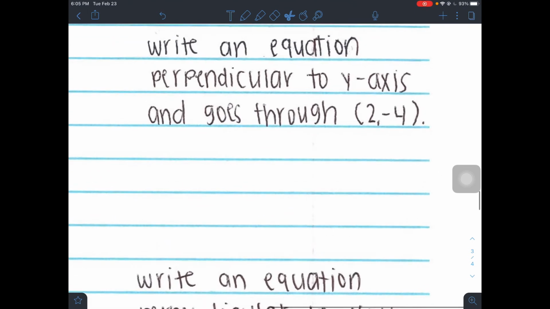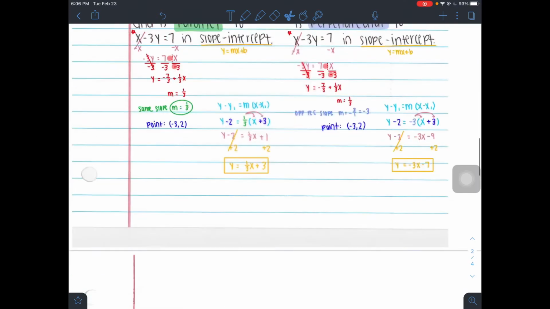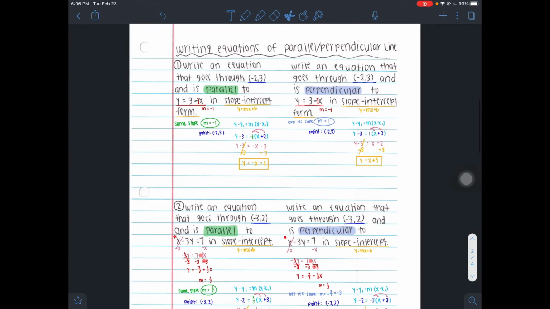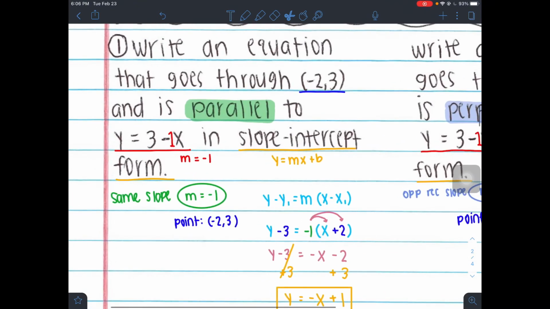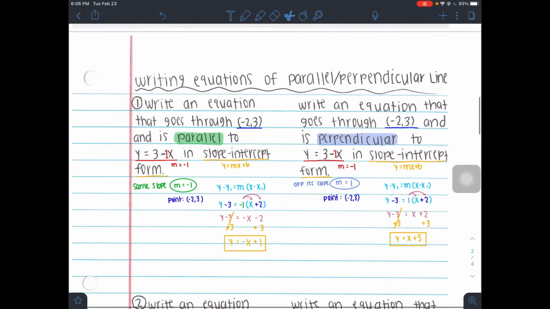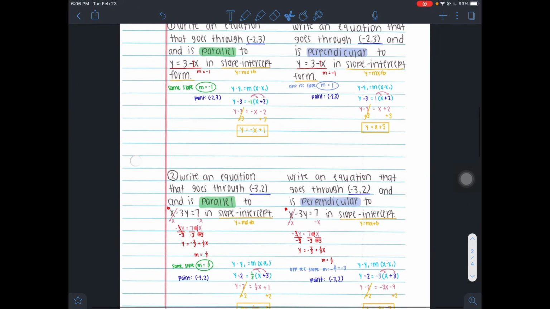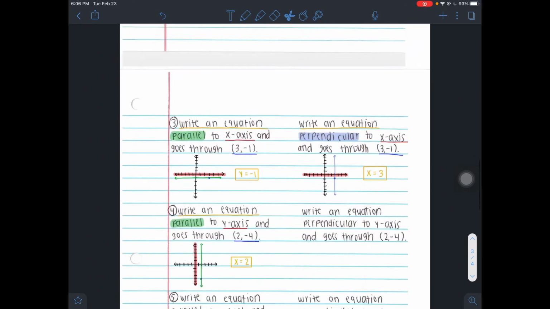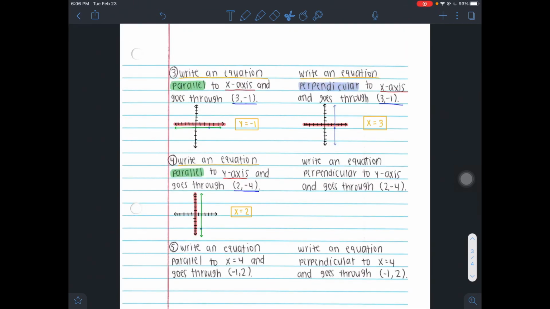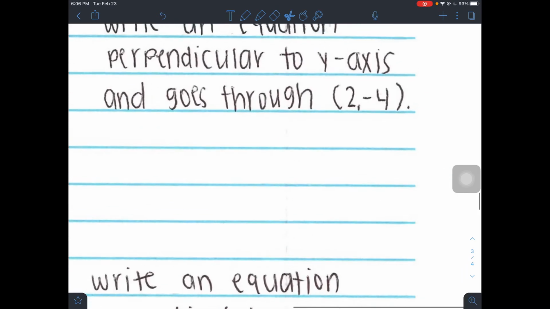All right, write an equation perpendicular to the y-axis and go through (2, -4). Again, this is not a normal problem. And we're like, what do you mean by normal problem? These last 4 are normal problems because you're given a point and then you're given an equation. So these actually require work with equations. They're giving you an equation with an x and a y in it, a normal linear equation. If you're not given a normal equation with an x and a y, then you're going to draw a picture. So if you don't have a ton of information, you're going to draw a picture.